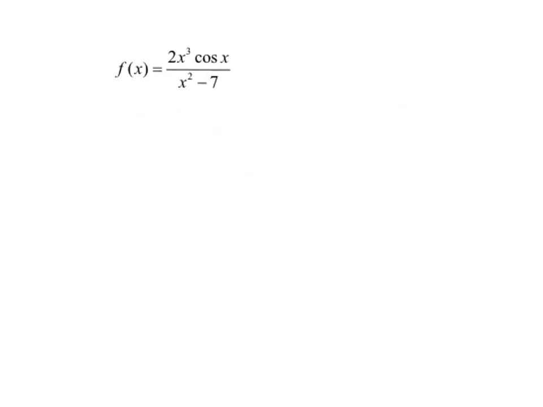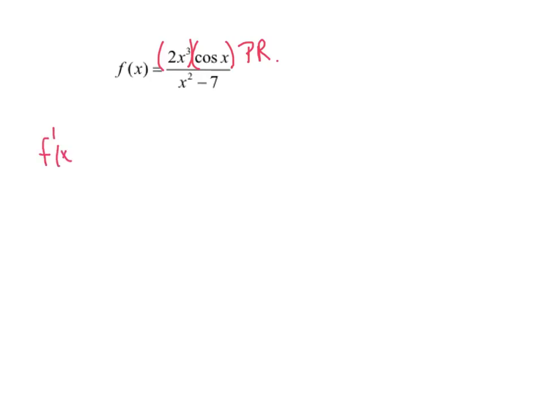The numerator says 2x cubed times cos x. Notice it's this quantity times this quantity. So just notice that you have product rule inside the quotient rule. Well, let's go nice and slow.